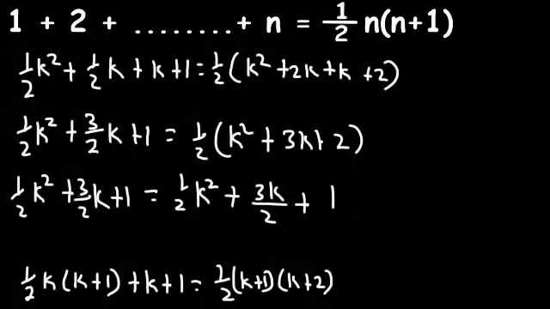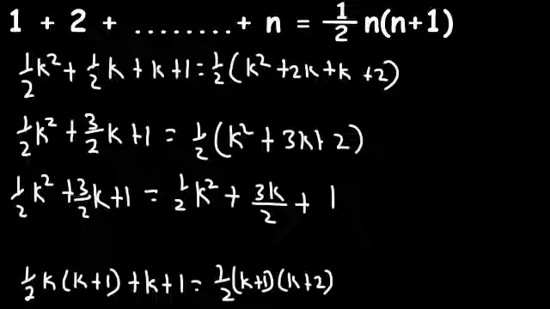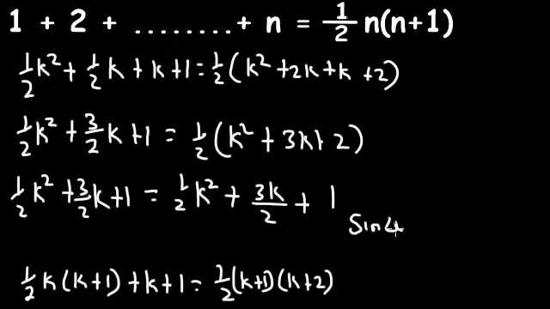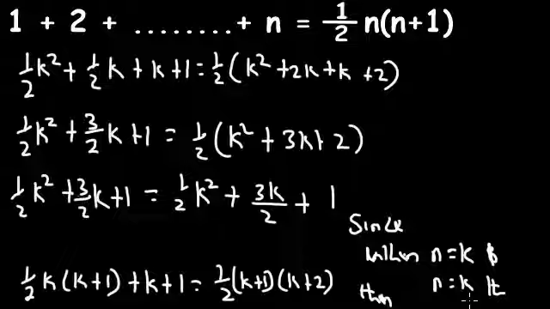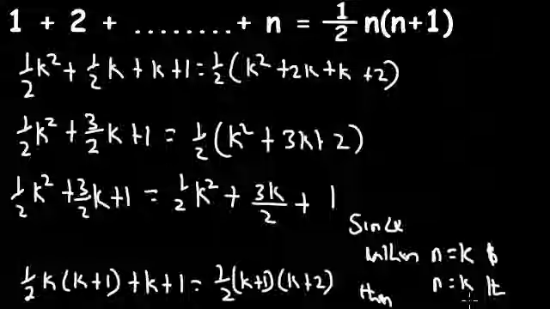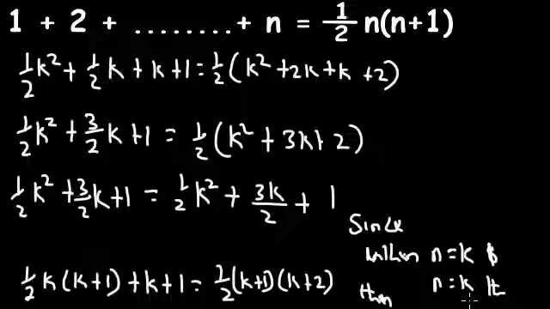Well, notice that there's no difference between what we have at the left hand side compared to what we have at the right hand side. Then we can clearly say, as the final conclusion, that when n is equal to k and when n is equal to k plus 1, the equation is true. Then the equation is true for all n in the natural numbers. That's a final conclusion. And that's how to easily use the mathematical induction concept to show that an equation is true.